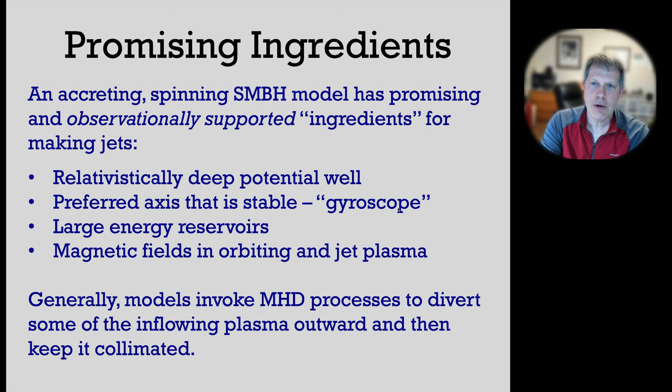You have a preferred axis that is stable, naturally expected if you have a spinning supermassive black hole. That is the gyroscope. You also have a large energy reservoir in a spinning black hole. There are some indications, for example from X-ray measurements of the black hole region, as I talked about in that lecture, that black holes are indeed often spinning. And so that provides a natural large energy reservoir that could be tapped to produce a jet.